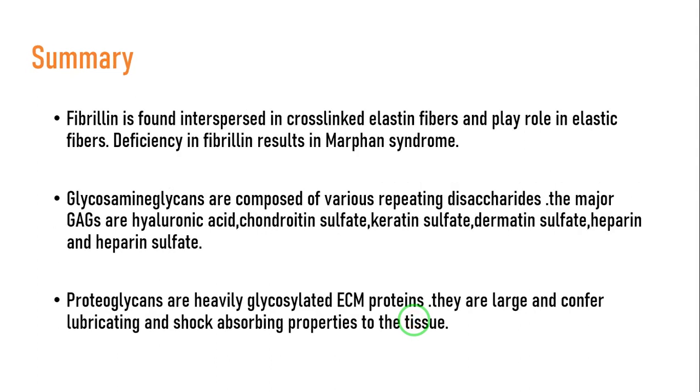Fibrillin is also found interspersed in the elastic fiber. Part of the elastic fiber is the fibrillin protein. It forms a scaffold so that elastin can lie on it, and it's also important for the proper function of the elastic fiber, and a deficiency of this protein results in a connective tissue disorder called Marfan syndrome.